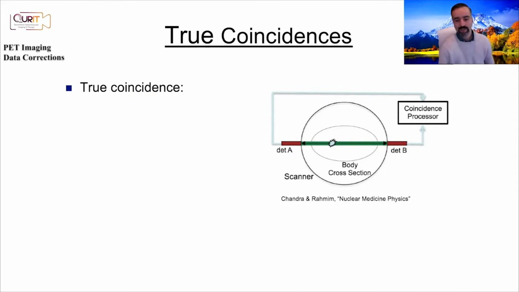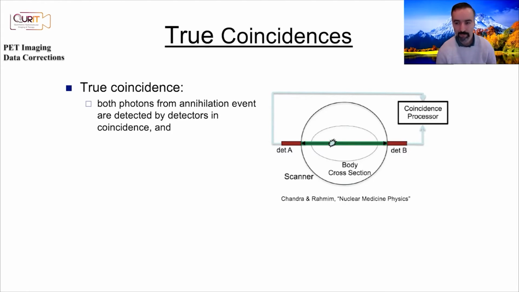So what's a true coincidence? A true coincidence has a number of requirements, really about 3 of them. That both photons from an annihilation event, so this is where a positron and an electron have annihilated, giving you the 2 anti-parallel gamma rays that is the foundation of PET imaging.